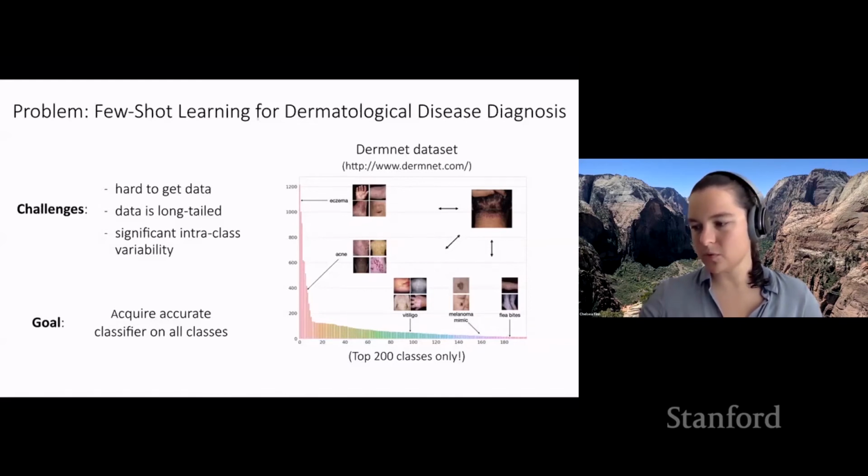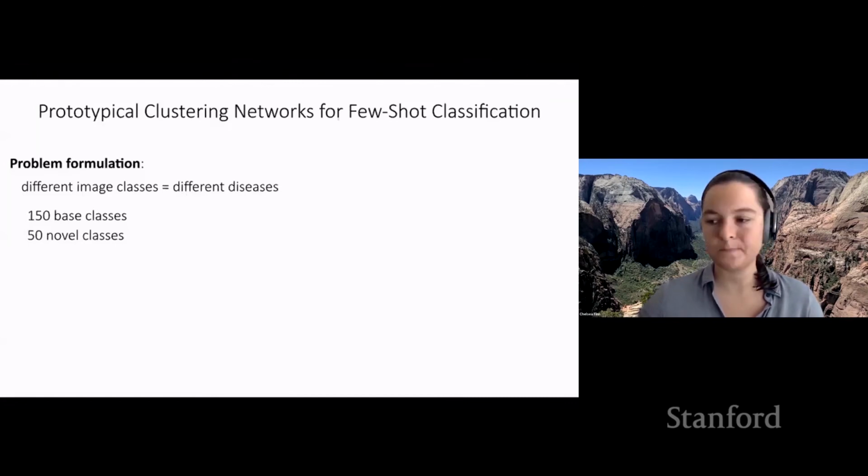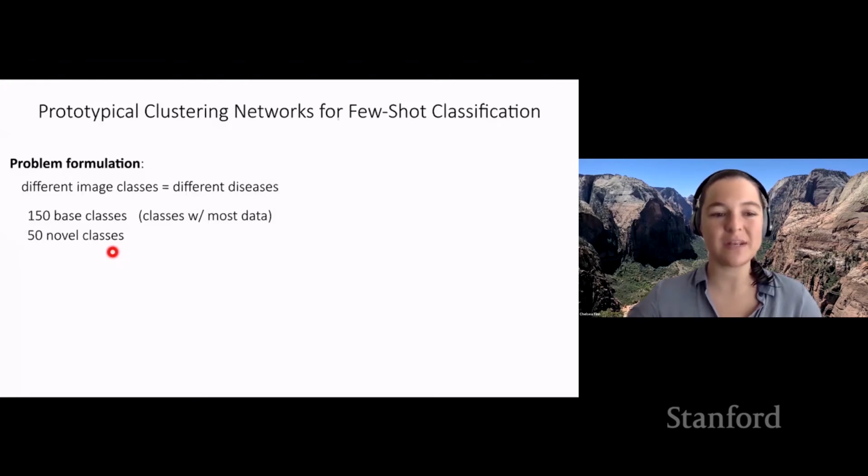Okay, so their goal was to acquire basically a 200-way classifier for these different diseases. And the way that they formulated this is that different image classes correspond to different diseases. They took 150 base classes that they're going to use for meta-training and 50 novel classes that they're going to hold out and try to generalize to from just a small amount of data. In particular, the base classes are the ones with the most data, and the novel classes are the ones where you only have a small number of examples, which is a natural way to split the data.